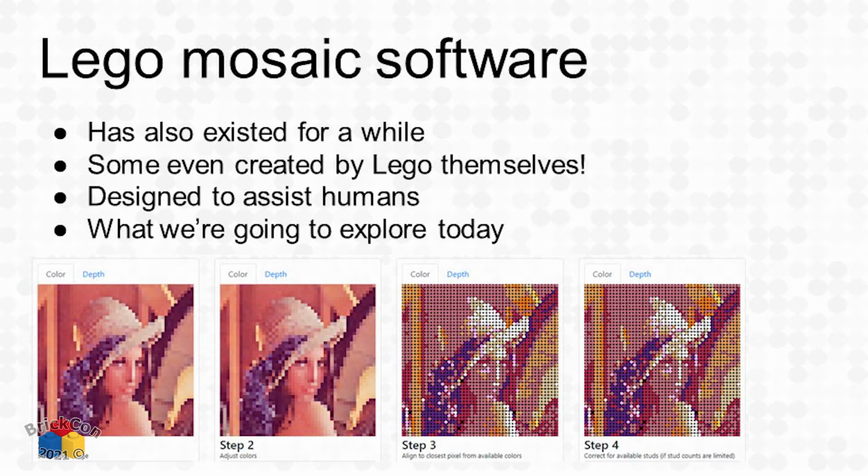At the end of the day, the human is going to decide what picture to make. And at the end of the day, humans are going to be the ones actually looking at these pictures. So what we're going to explore today is how such software is developed. The first few slides are basically going to be the basics of how most Lego mosaic software works. And then past that, we're going to go into the advanced stuff and stuff that's only really been explored in software in the past year or so.